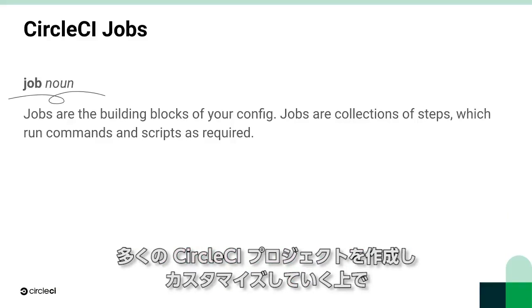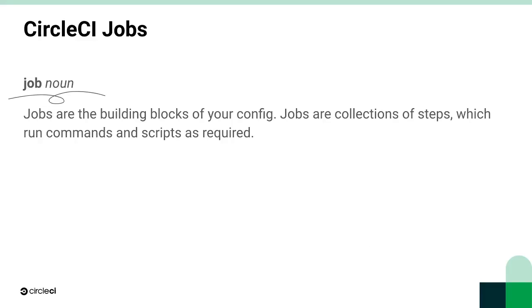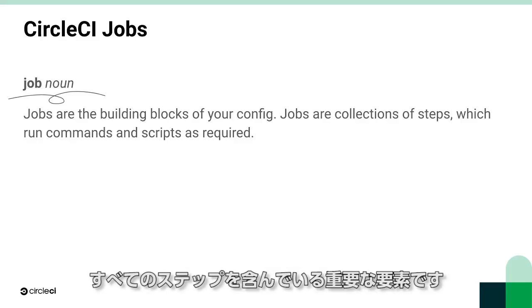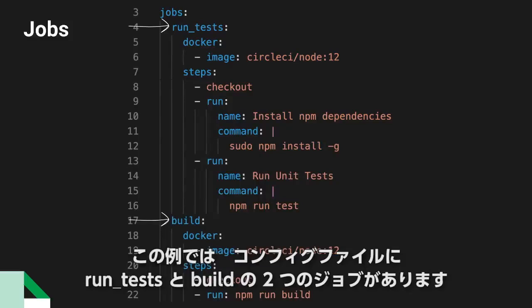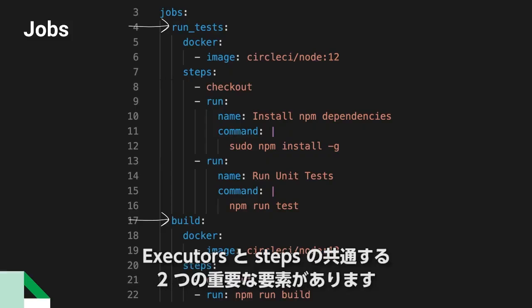So it's important to know what they are and what they can do as we move to create and customize even more CircleCI projects. Jobs are really important because they include all of the steps to execute commands and scripts in CircleCI. In our example, we have two jobs in our config file, run tests and build. These two jobs look very different, but they both have two important elements in common, executors and steps.